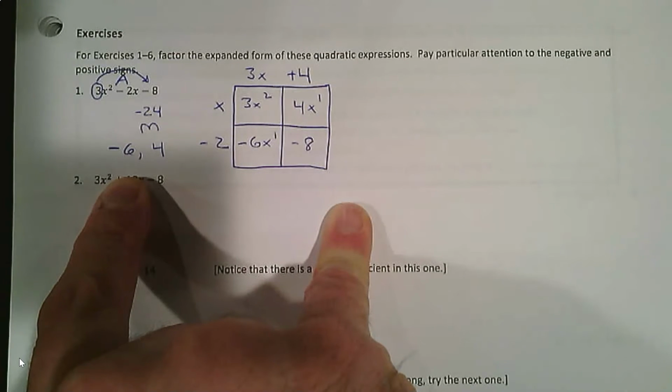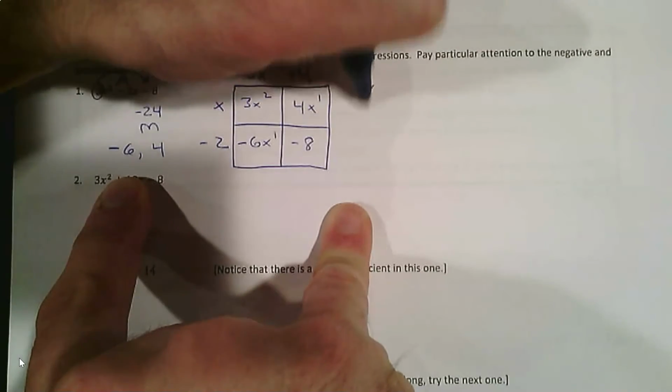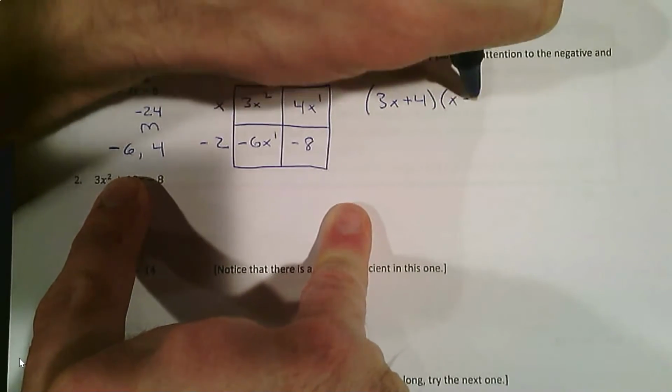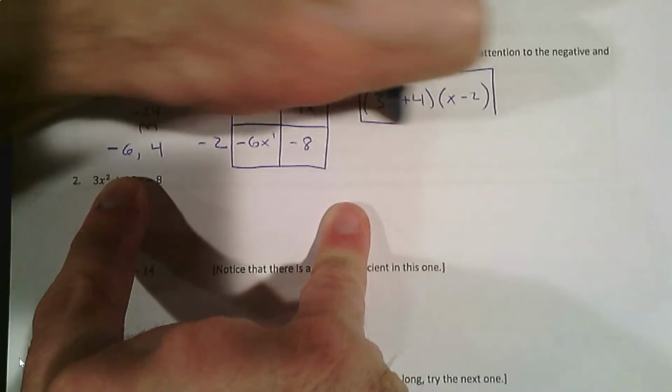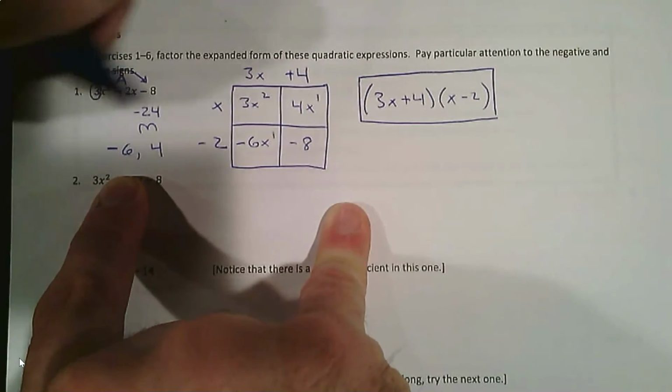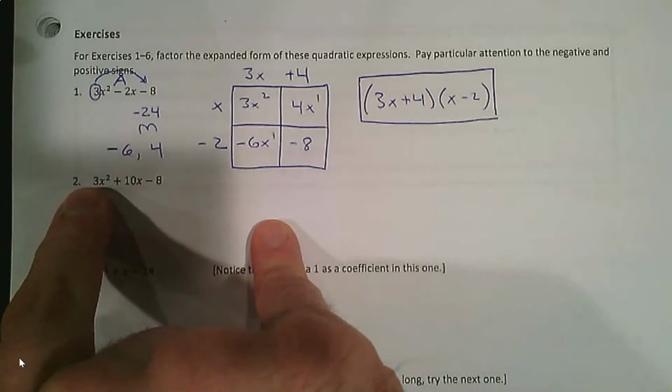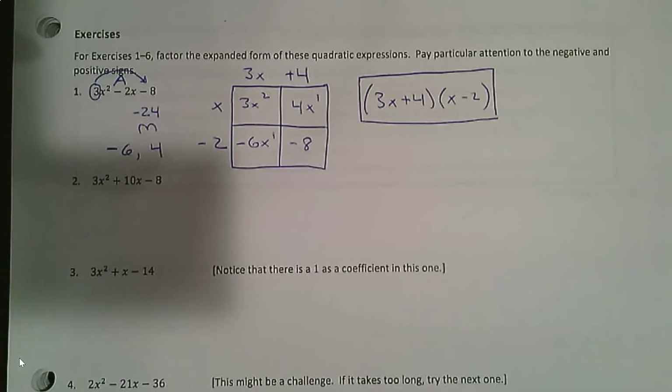So the greatest common factoring is a little more complex, not too much though. And this becomes 3x plus 4 times x minus 2. If I were to distribute that out, I would get this trinomial. So the only thing that is different is this very first step. That's it. That is it.